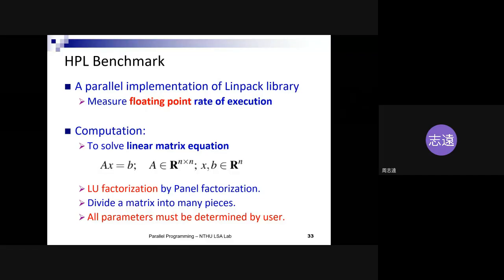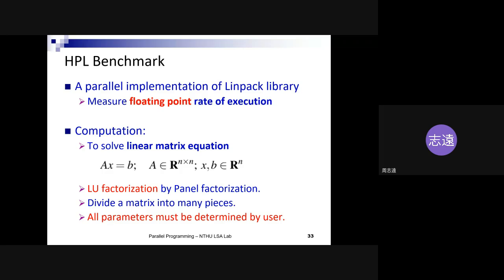Okay. And of course, if you make the problem size too large, you also may not get the best performance. Because, for example, if your cache is not enough, then if you keep increasing the problem size, you will probably increase the cache miss rate, and then your performance can also go down.